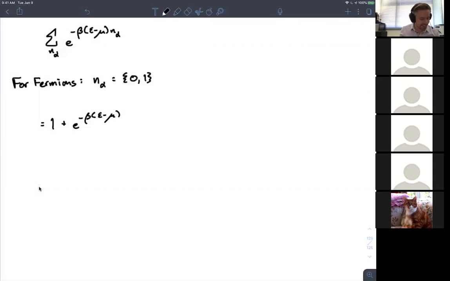Okay, so that is how you evaluate the sum for fermions. That is our answer. So that is the grand canonical single energy level partition function.